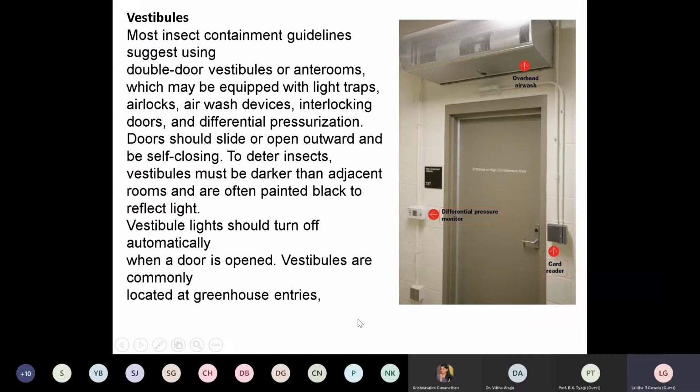And then in the level 4 containment facilities, you generally have vestibules or extra rooms, a room before you enter the containment facility, just like in the BSL 4, which actually has double doors. There is an air shower, there is a card reader and security, so that only people who are permitted are allowed to go in. And these vestibules are commonly located at greenhouse facilities.